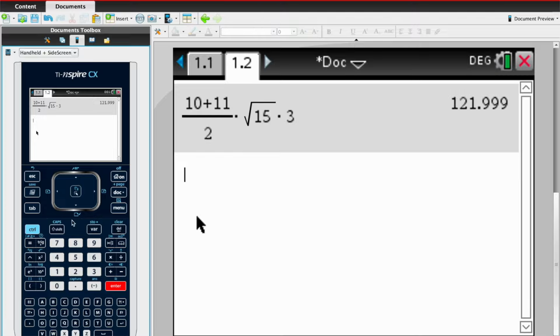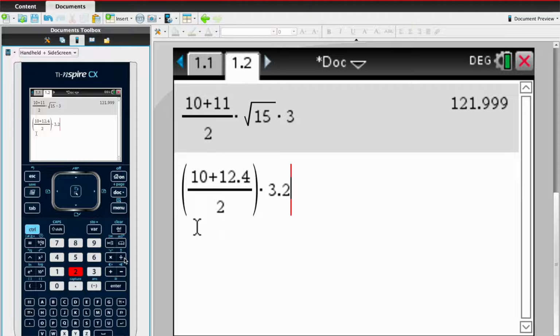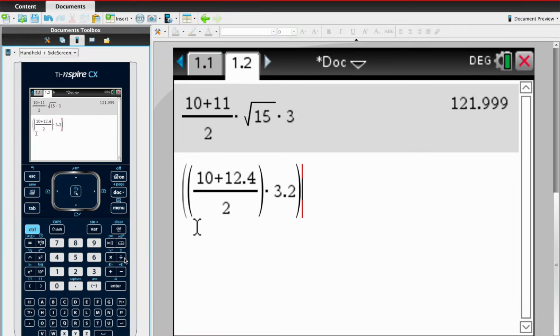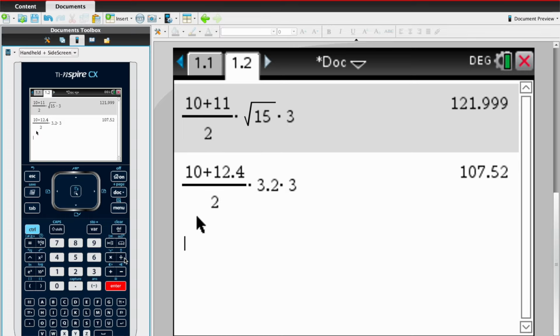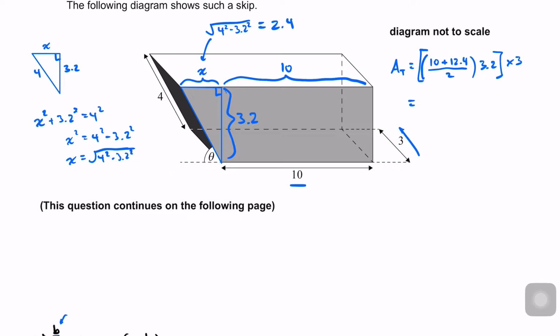So, open up bracket. We've got 10 plus 12.4, over 2, multiplied by 3.2, and then put some brackets and multiply by 3 again. In this case, it would be 107.52. So, heading back to the document here, 107.52, or to 3 sig figs, 108.